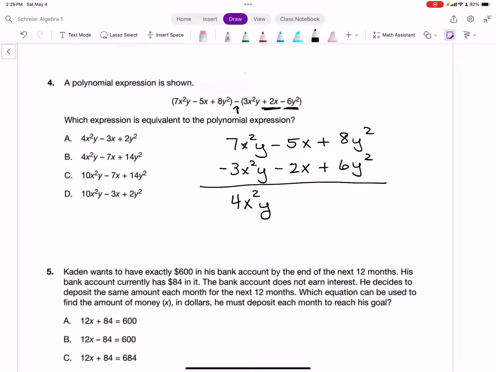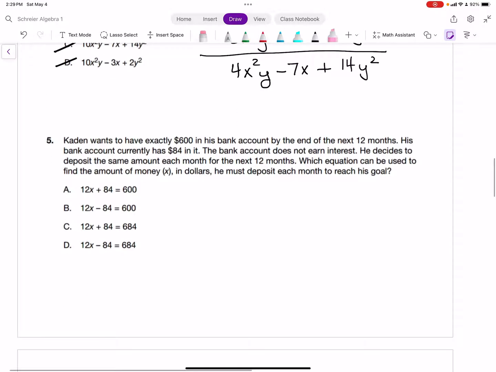So we can already see that we're eliminating these two, but there's no need to rush on your Keystone exam because you can take as much time as you like on it. Negative 5x and negative 2x. This is like owing me $5 and owing me $2, so I owe $7 altogether. So it's negative 7x, so I'm already going toward B as my answer choice, and then plus 8 plus 6, which gives us 14y squared. So the answer choice is B. So B. Let's move on to sample number 5.